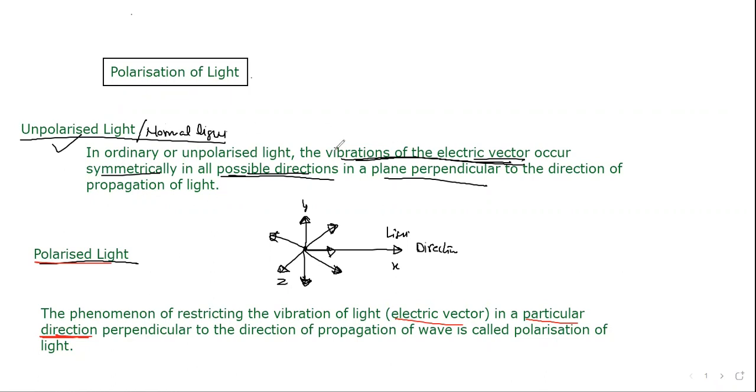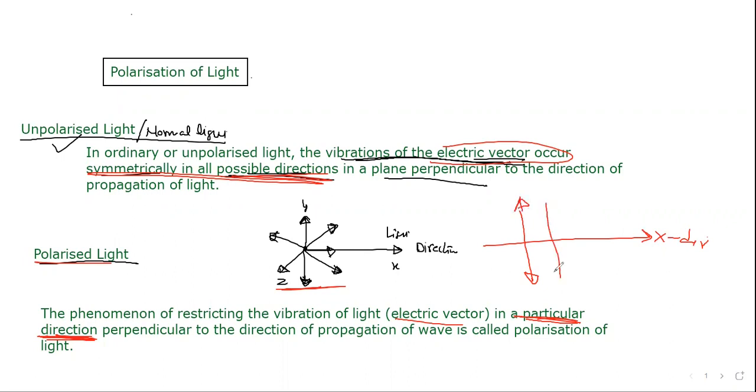Look here, in unpolarized light the vibrations of electric vectors occur in all possible directions, symmetrically, perpendicular to the direction of the light. Here we restrict them into one particular direction, like any one direction, you say x direction or y direction or z. So this is called polarization of light. This is how we represent unpolarized light. Then if this light is polarized, we represent it this way. First I draw the direction of the light, x. Then suppose you're restricting in this direction, then polarized light we represent like this. These arrows will be in one particular direction and always perpendicular to the direction of the light. So this is a polarized light, correct?